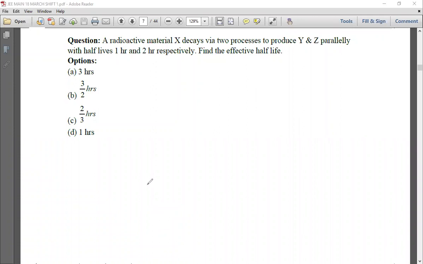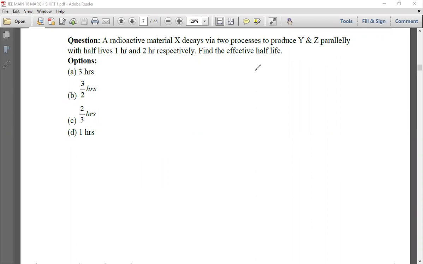So see this question. A radioactive material X decays via two processes to produce Y and Z parallelly with half-lives 1 hour and 2 hours respectively. Find the effective half-life. है ना?